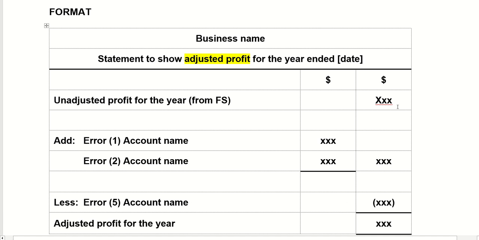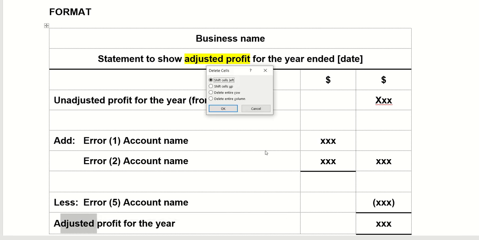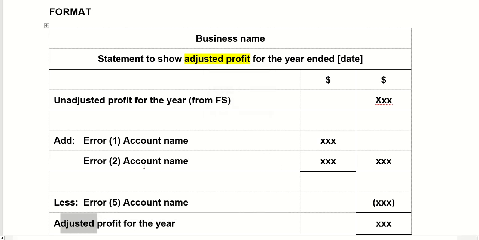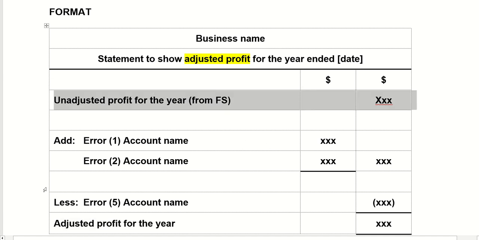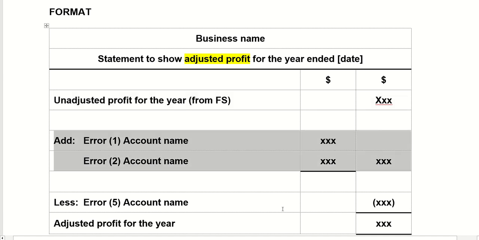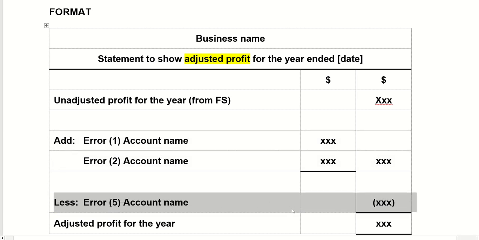After that, you add everything up together, and then your adjusted profit for the year is your new profit after you have corrected all your errors. So in short, you start with the unadjusted profit for the year from the financial statements. You add all your errors that increase the profit. You deduct all the errors that reduce the profit, and then you get your final adjusted profit for the year.